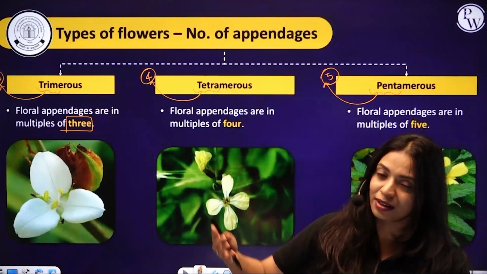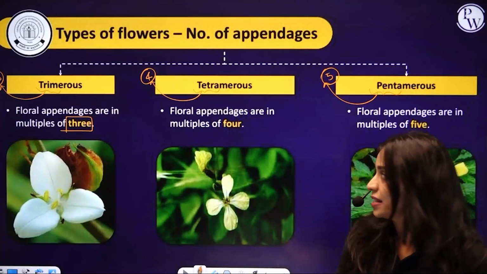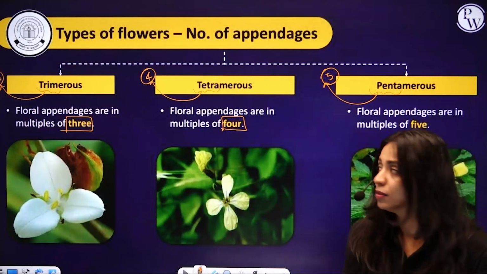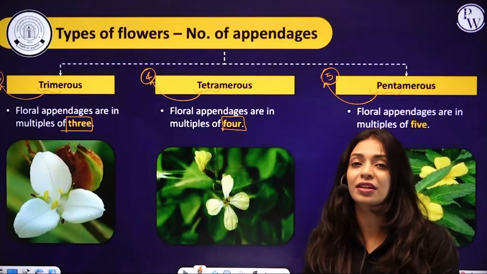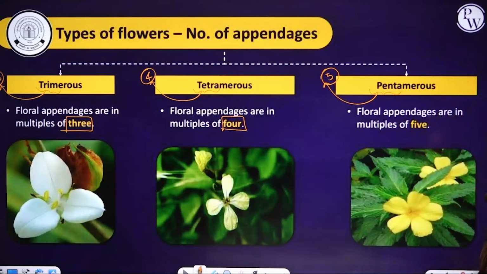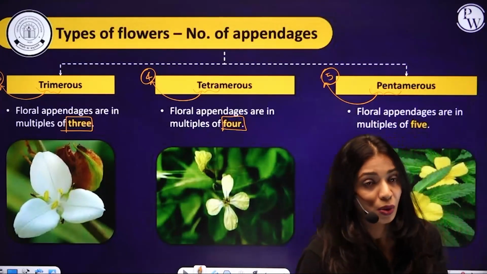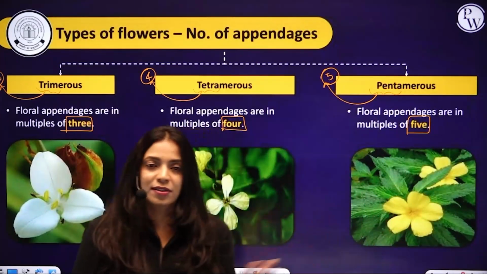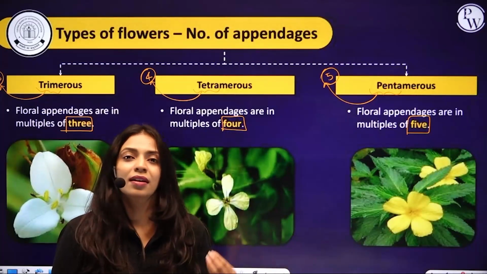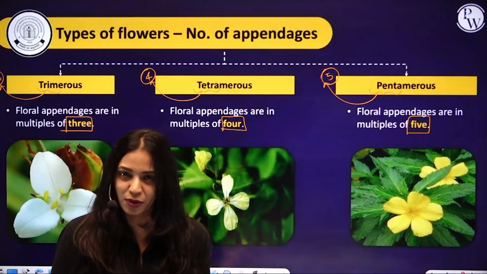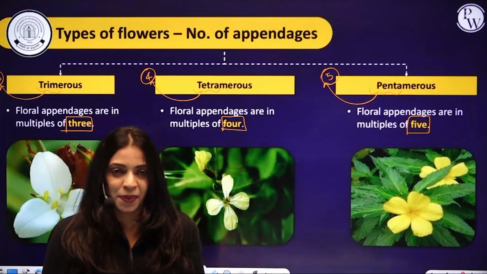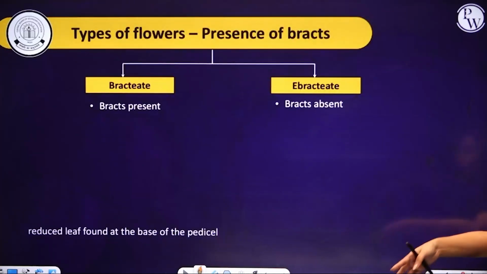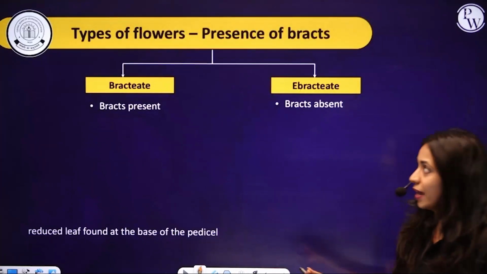Tetramerous flowers, very similarly, if the floral appendages are present in multiples of four, four sepals, four petals, then we refer to such flowers as tetramerous flowers. Coming to pentamerous flowers, over here the floral appendages will be in multiples of five. Five sepals, five petals, 5 or 10 stamens. So if they are in multiples of 5, then we refer to such flowers as pentamerous flowers. Is that clear? Now let's move on to learn about the types of flowers based on the presence of bracts.